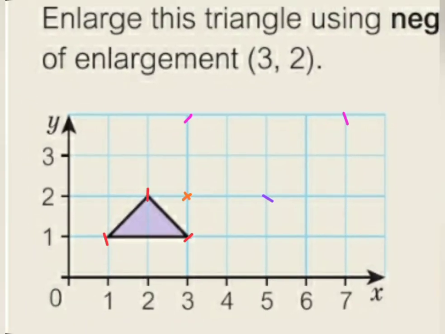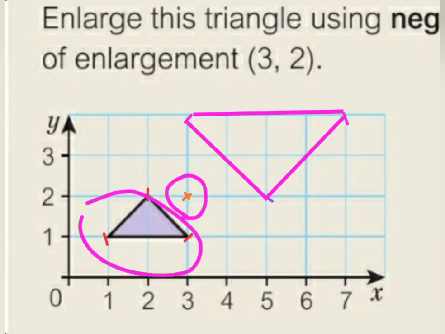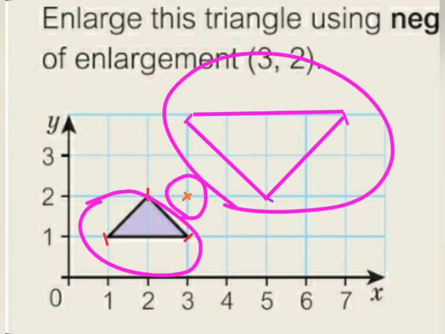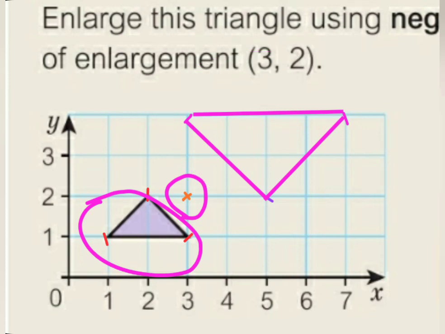Now, after finishing this, I'm going to connect the points together with lines. This one, and this one. And then I got the new shape, or the new image, or the enlarged shape. Now, as we noticed, the center of enlargement is between the shape and the new shape, or the enlarged shape, or as we said, the image of the shape. It's in the middle between them. This is very important to understand.